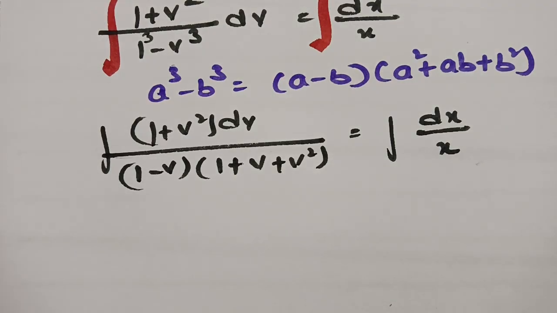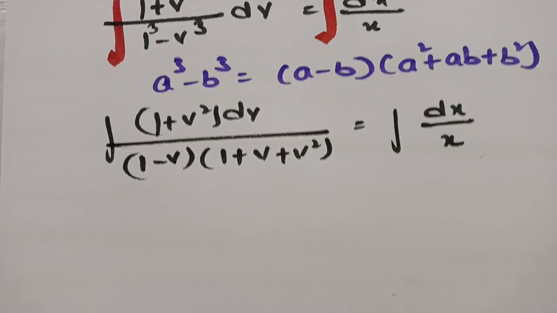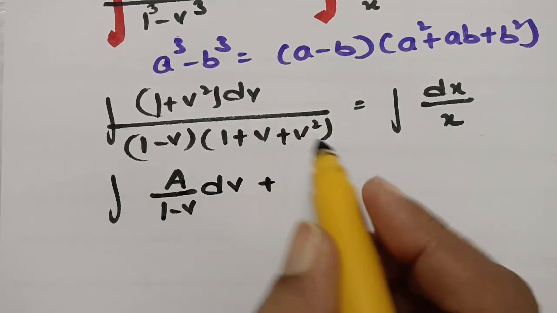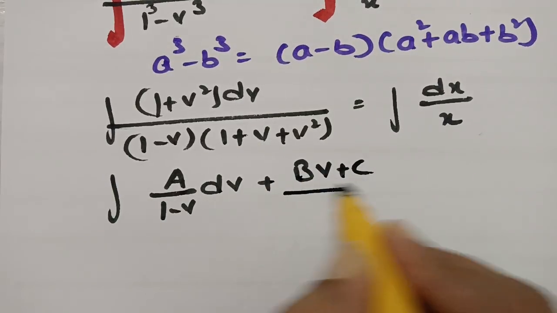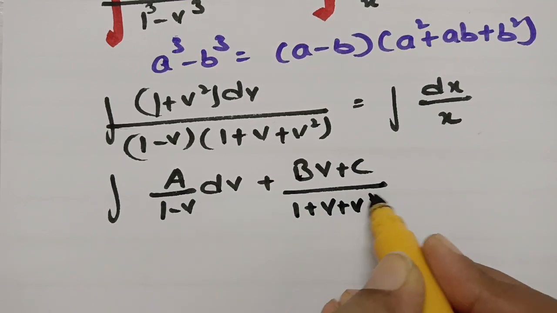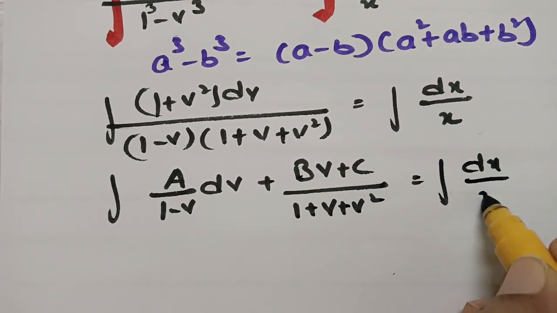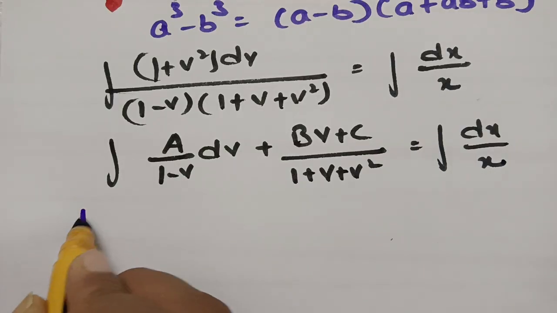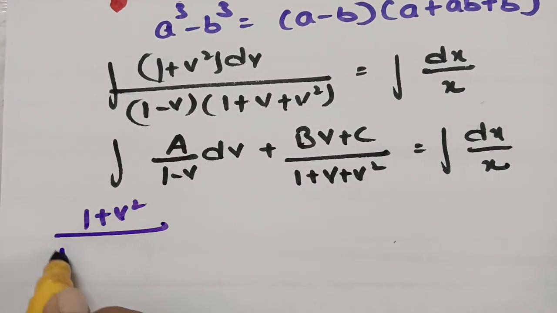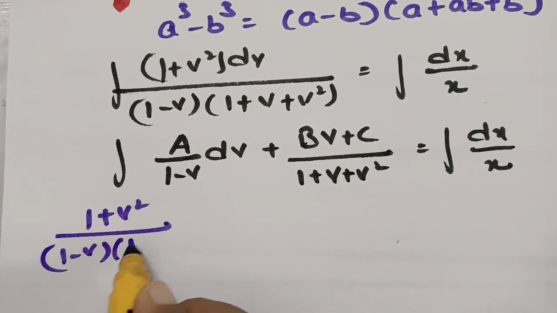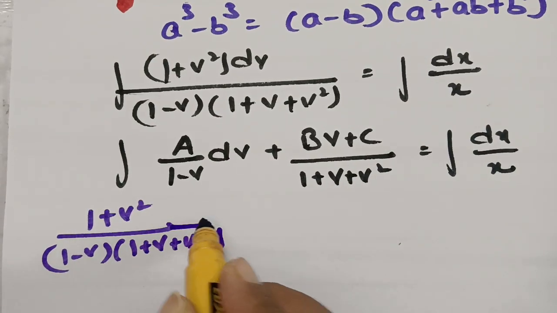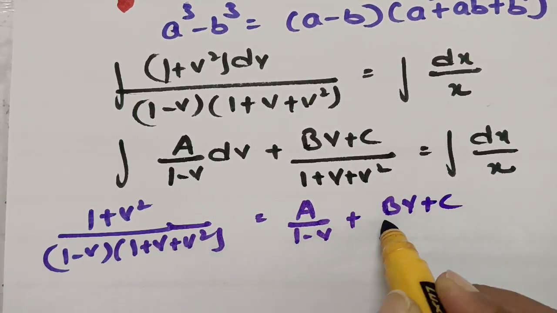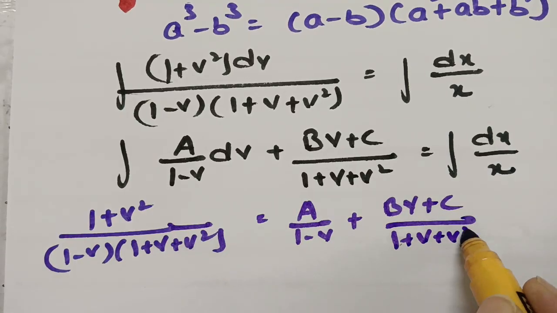So I am using partial fractions. I am writing this as A by (1 minus v) dv, and the next one can be written as (Bv plus C) by (1 plus v square), into dx by x. Now see, 1 plus v square by (1 minus v)(1 plus v square) is equal to A by (1 minus v) plus (Bv plus C) by (1 plus v square).